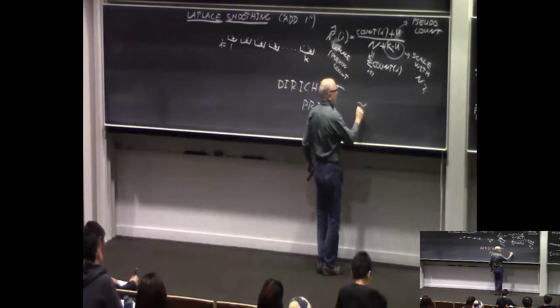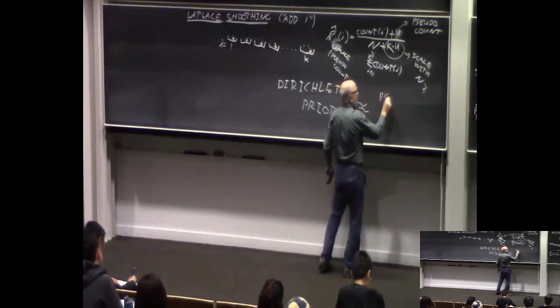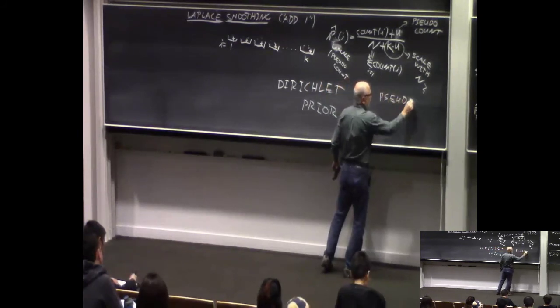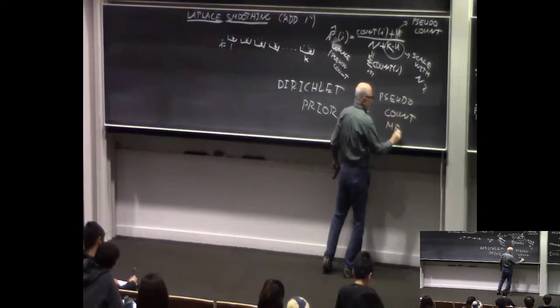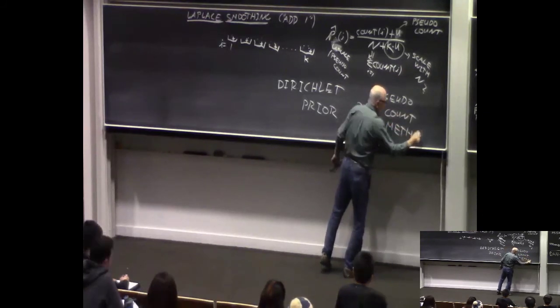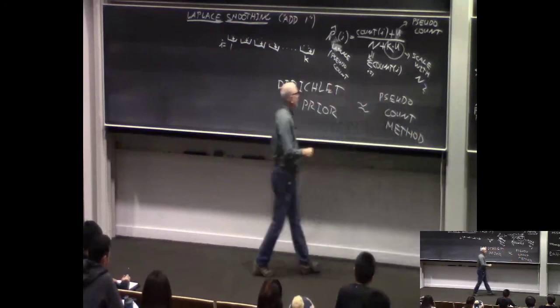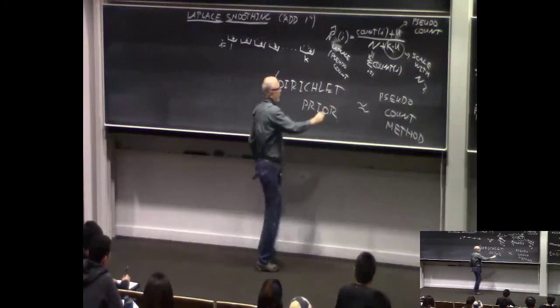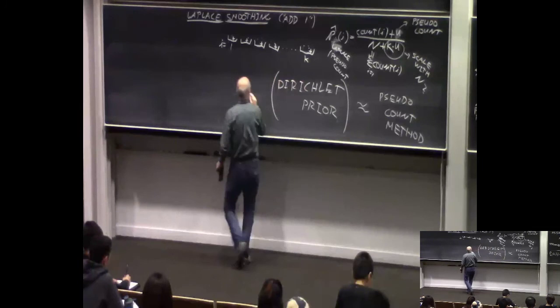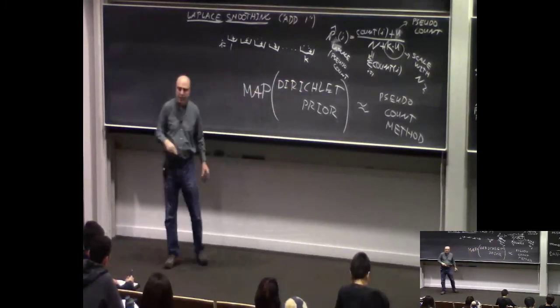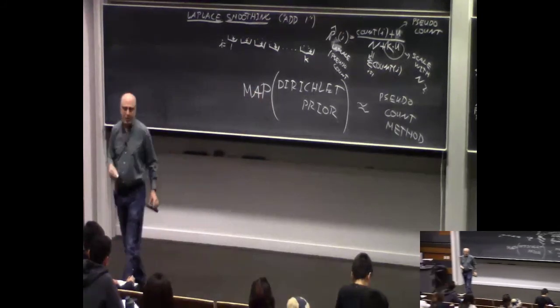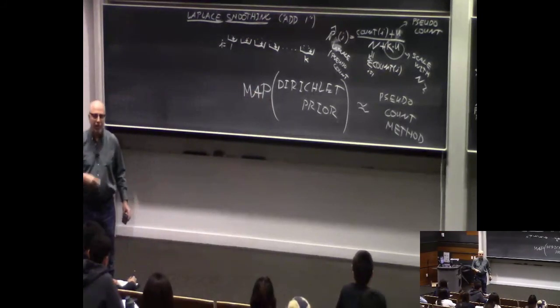It is more or less the pseudo-count method. Slight variation. It's not the Dirichlet prior itself, it's MAP applied to the Dirichlet prior that results effectively in the pseudo-count method.